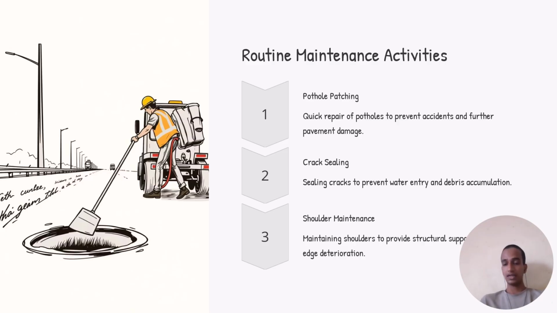The shoulder is provided on the side of roads. It should be maintained properly because then there will be no segregation of the material, and the subgrade will also not segregate. So this will improve the life of the road.